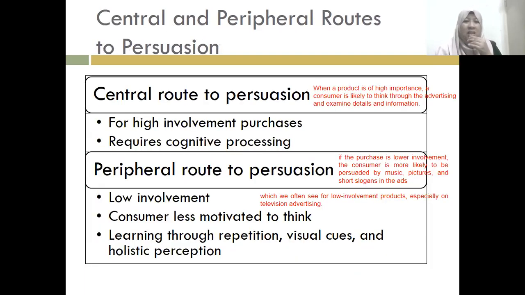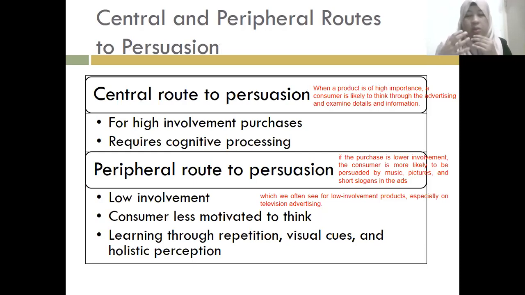So we go with the central and peripheral routes to persuasion. Okay, we have central routes to persuasion. What does central route to persuasion mean? When a product is of high importance, a consumer is likely to put effort into the advertising and examine details and information. So they have high involvement purchases and require cognitive processing. So they need thinking.